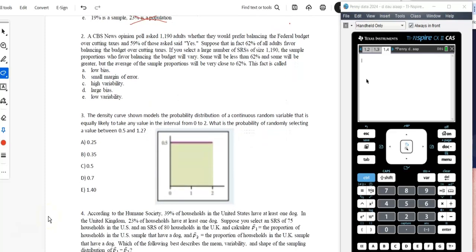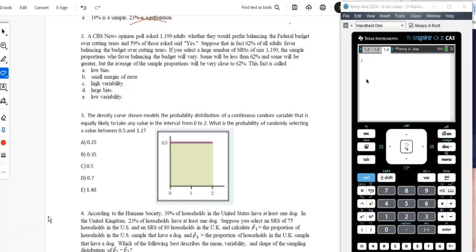So 2, a CBS News opinion poll asked 1,190 adults whether they would prefer balancing the federal budget over cutting taxes, and 59% of them said yes. Suppose that, in fact, 62% of all adults favored balancing the budget over cutting taxes. If you select a large number of simple random samples of size 1,190, the sample proportions who favor balancing the budget will vary. Some will be less than 62% and some will be greater, but the average of the sample proportions will be very close to 62%. That fact is called what?